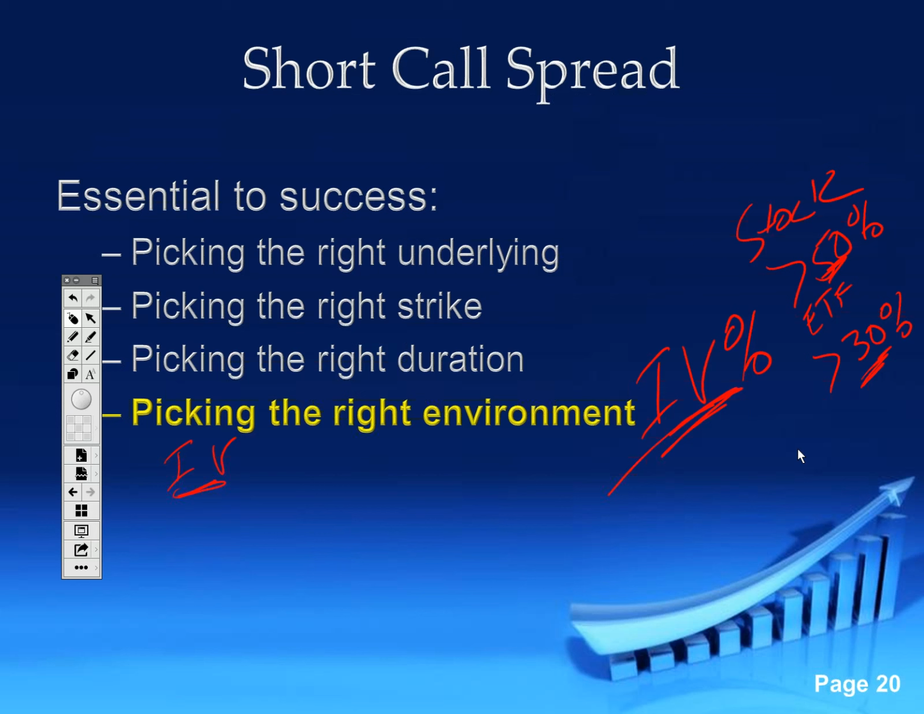So for this one, we've got a directional assumption where we are bearish. We expect XYZ to go down, right? We looked at that underlying, it checks off that. We've looked at the strikes, we're looking at around that 36 delta. The duration, we were looking at the sweet spot, 35 days to expiration. And in our environment, we're looking at an IV percent of above 50.